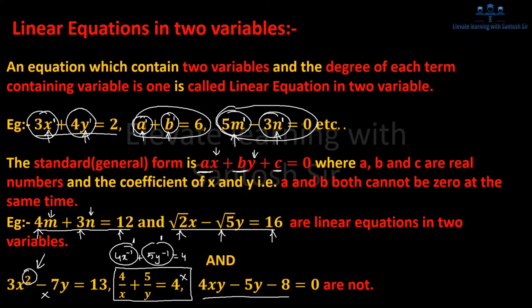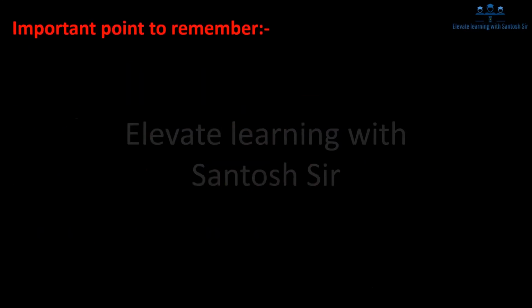Let's take up the third example over here. In this example, in the first term, the degree is 2. That is 1 for x and 1 for y. So the degree of the first term becomes 2, because of which it is not a linear equation in two variables. I hope you understand what is a linear equation in two variables and what is not a linear equation in two variables now. Let us proceed.